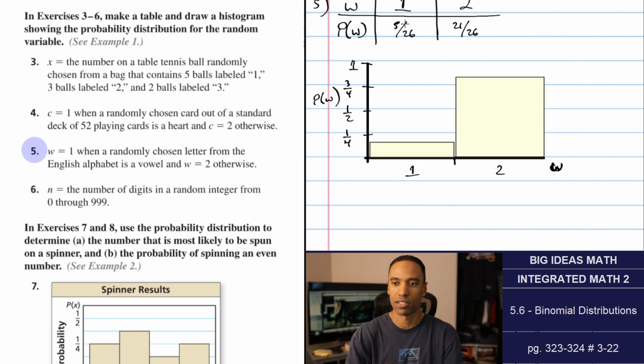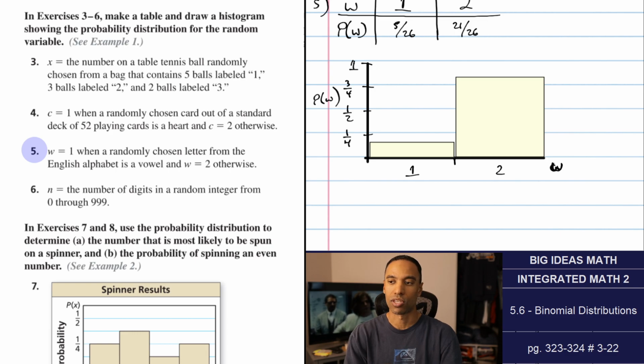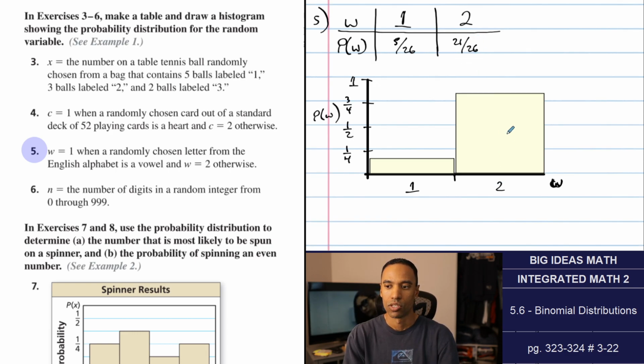So maybe not perfect. Maybe I should have broken them up by fifths instead, but that's still the concept of what we're doing. So here are all of the consonants. Here are all the vowels.